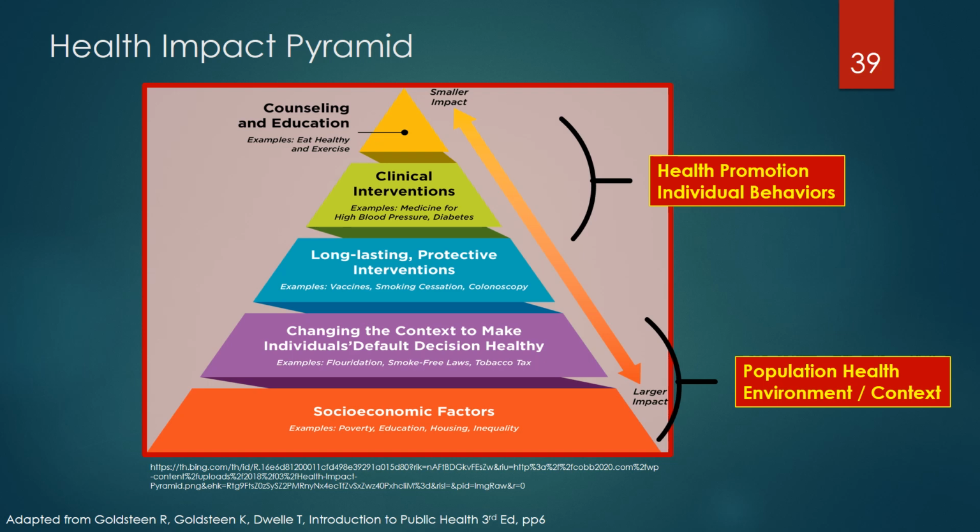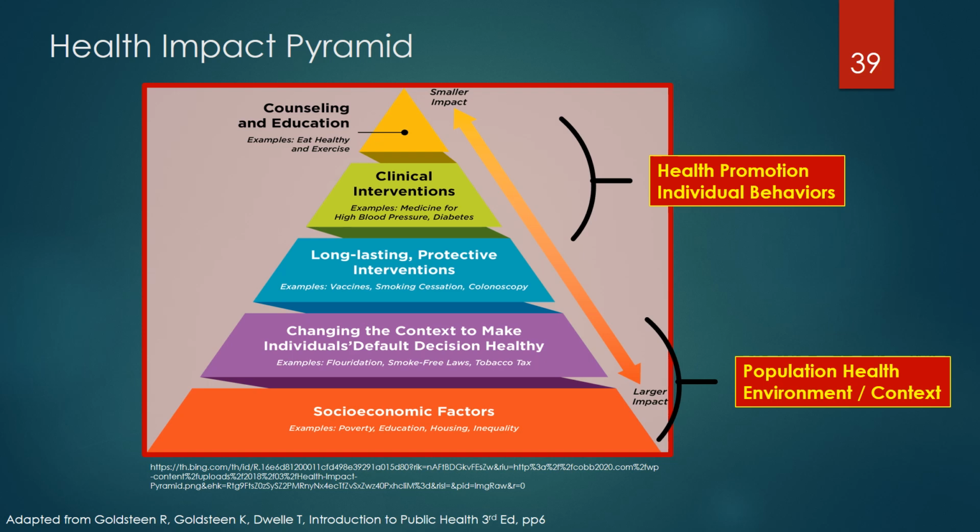The Health Impact Pyramid, developed by Frieden in 2010, provides a useful framework for integrating behavioral and environmental approaches to public health practice. Socioeconomic factors are at the bottom of the pyramid and would include programs that deal with poverty, general education, housing, inequality, disparities. The next level is changing the context or environment to help individuals to default to health decisions. This would include fluoridation of water, smoke-free laws, tobacco taxes.